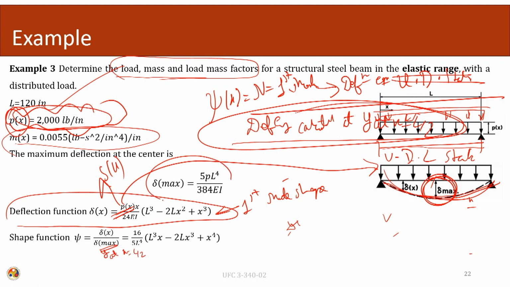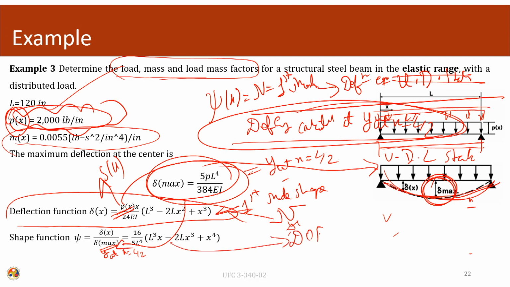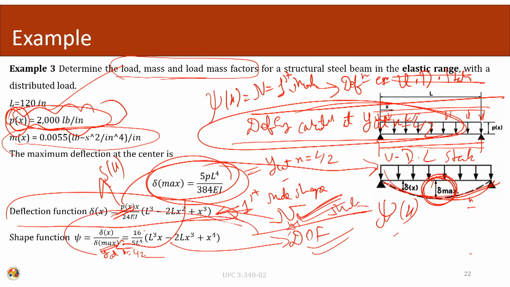So, this is the value of y at x equals L over 2. This becomes the denominator, denoting the degree of freedom, and the numerator is the mode shape. So, the shape function will have two parts: the numerator as the chosen mode shape, and the denominator as the chosen degree of freedom. This is how we formulate our shape function.